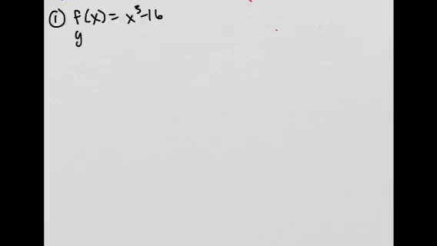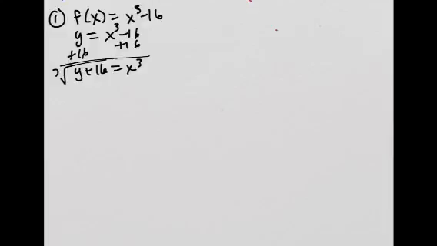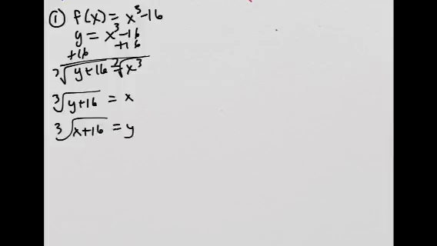We would say y equals x cubed minus 16. I'm going to add 16 because I'm solving for x. So y plus 16 is x cubed. Find the cube root of each side. So now cube root of y plus 16 equals x. Switch the x and the y. And so now you write f inverse of x equals cube root of x plus 16. So that one is letter B.